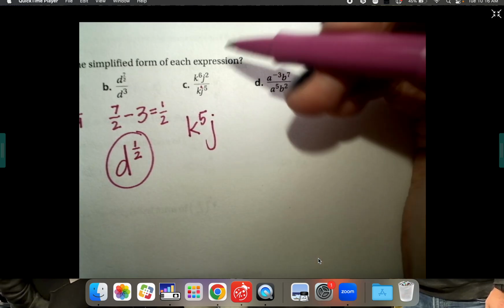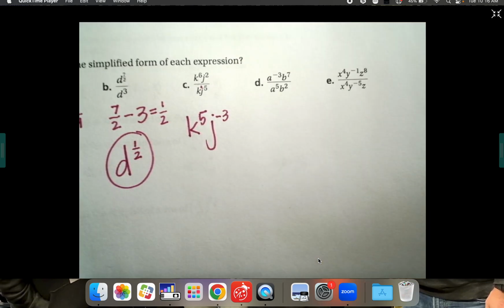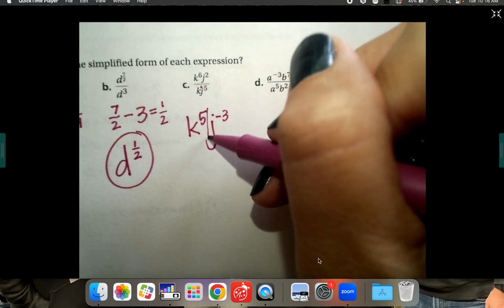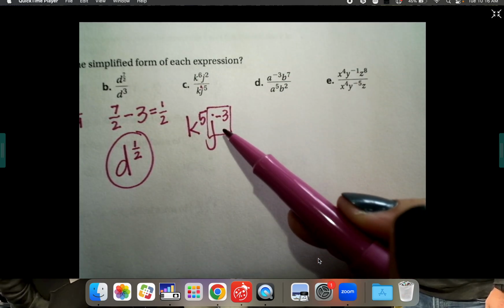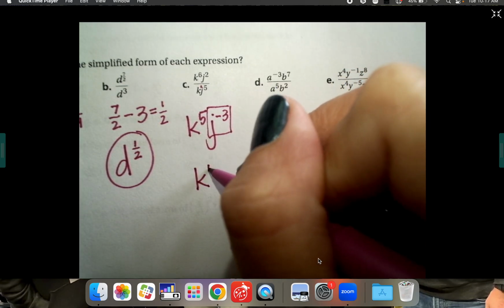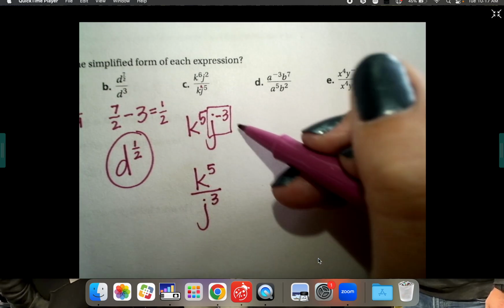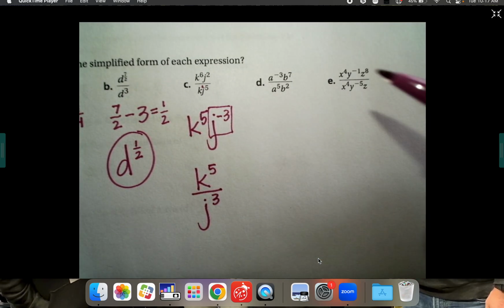J, 2 minus 5 is -3. And that is a problem. You cannot have a negative exponent, so this one is going to need to flip down to the denominator. So your final answer would be k to the 5th over j to the 3rd, because once you flip it, the exponent becomes positive.